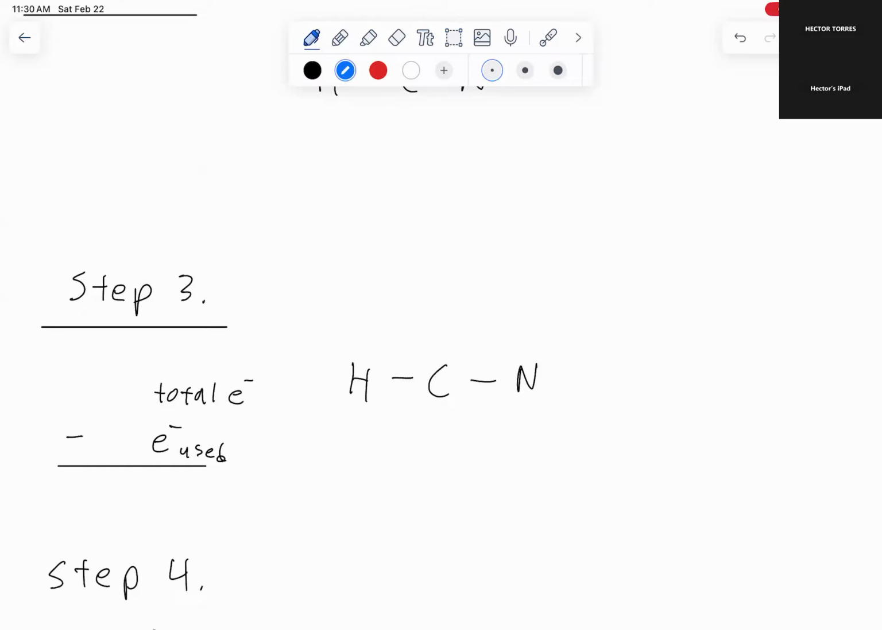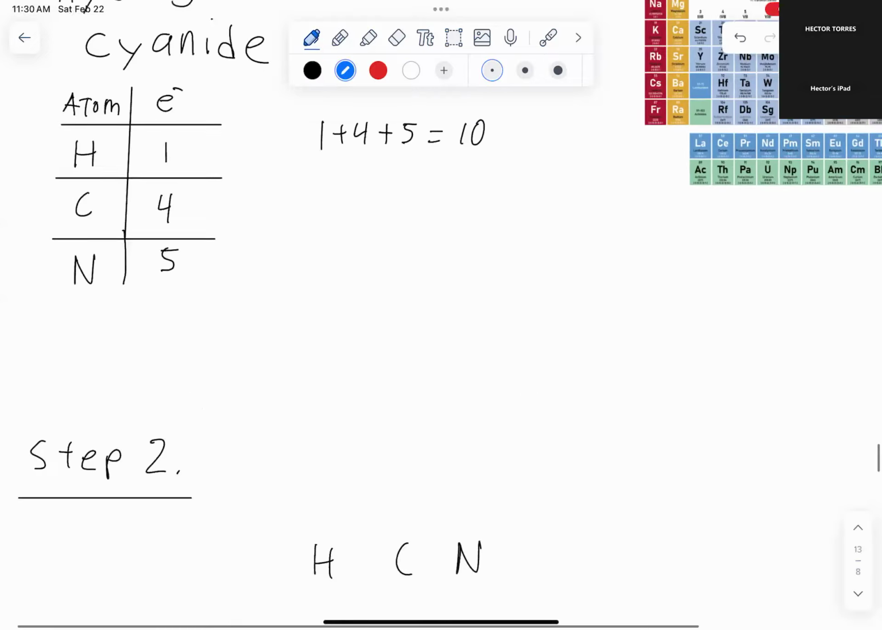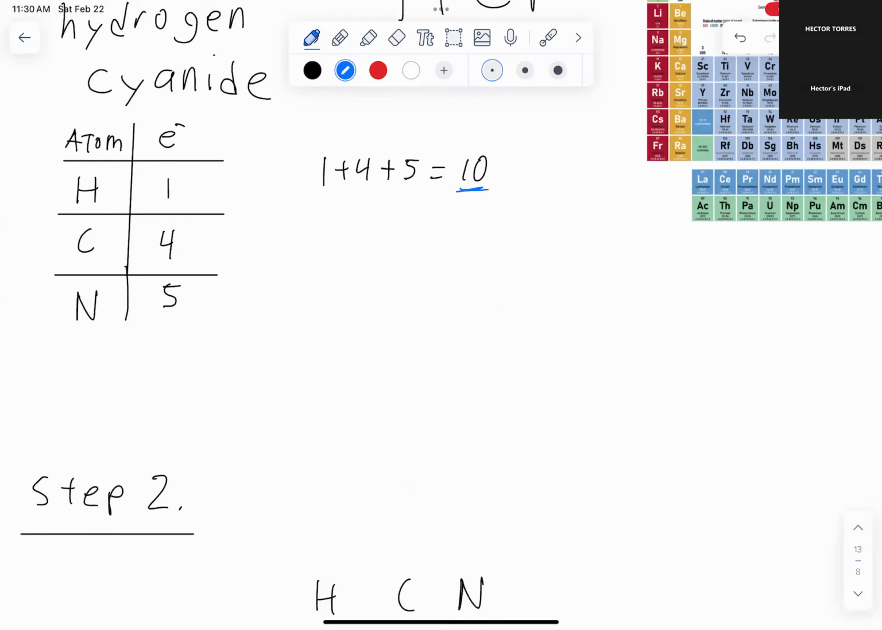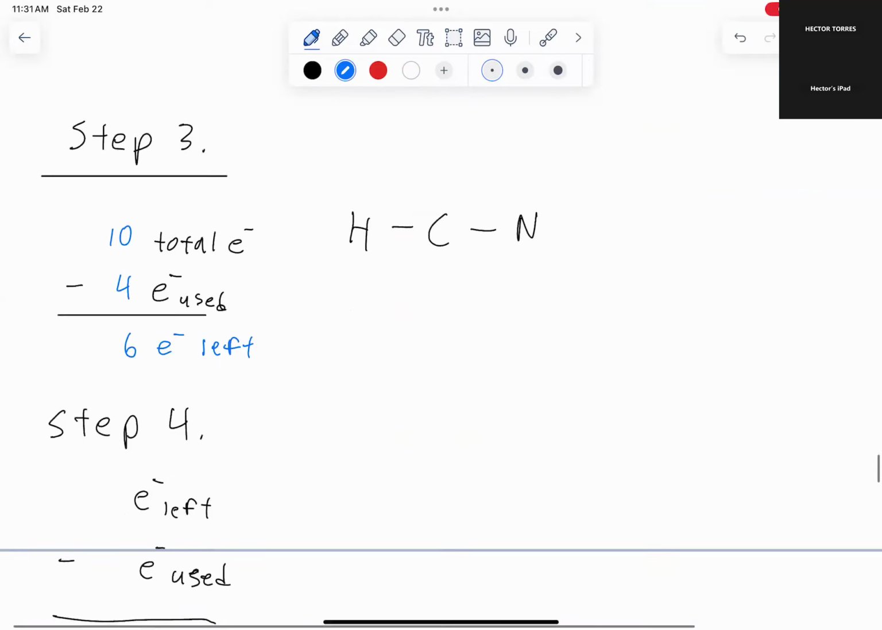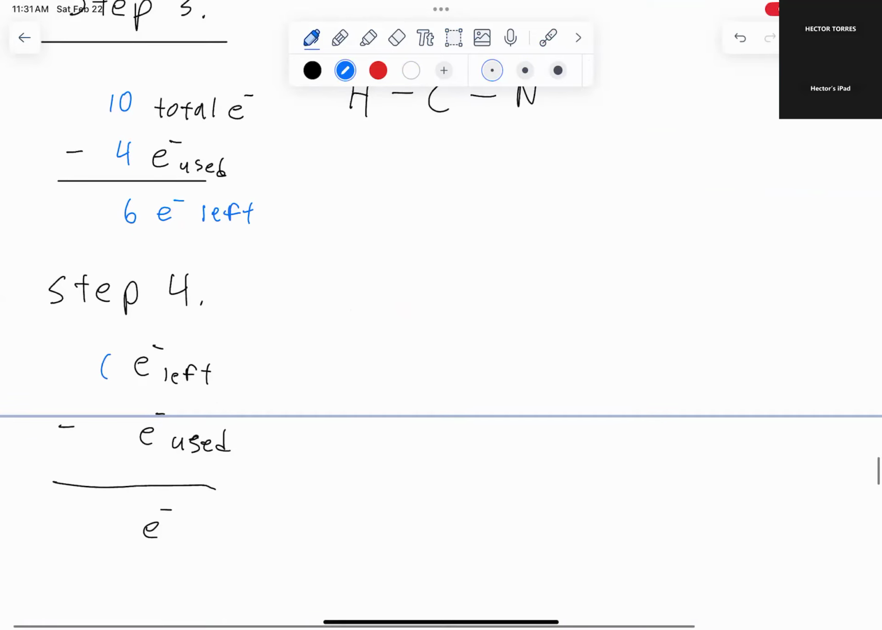I really like to keep track of how many electrons I have. So I start out with 10 total. So I'm going to put that here. And I'm going to put how many I used. So I used 2 here and 2 here. So in total, I've used 4 so far. So I have 6 electrons left. Okay, now in step 4, I'm going to put that 6 over here just so I remember that.